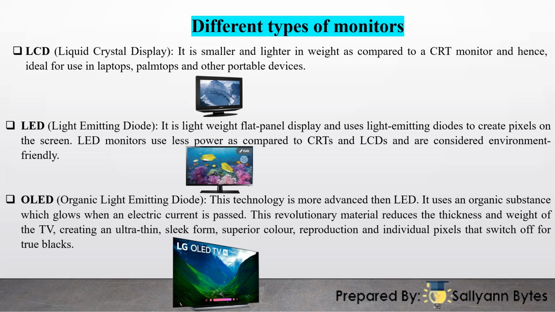The next one is OLED, organic light-emitting diode. This technology is more advanced than LED. It uses an organic substance which glows when an electric current is passed. This revolutionary material reduces the thickness and weight of the TV, creating an ultra-thin, sleek form, superior color reproduction, and individual pixels that switch off for true blacks.